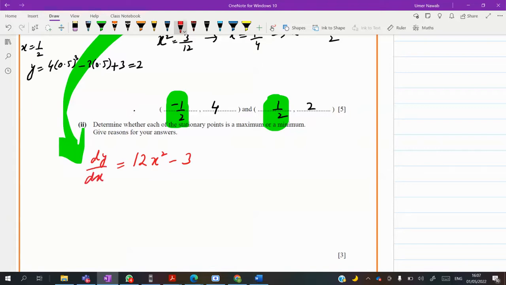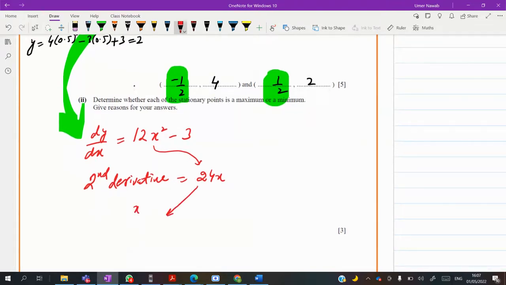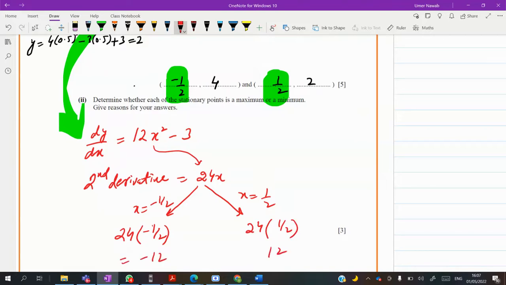To find the nature of the stationary point, you have to take the second derivative. So this gives you 24x. Just plug here the points. One time you put minus 1 over 2, and the second time you put 1 over 2. So 24 in the place of x, I put minus 1 over 2, and here 24 multiplied with 1 over 2. It gives you negative 12, and it gives you 12.